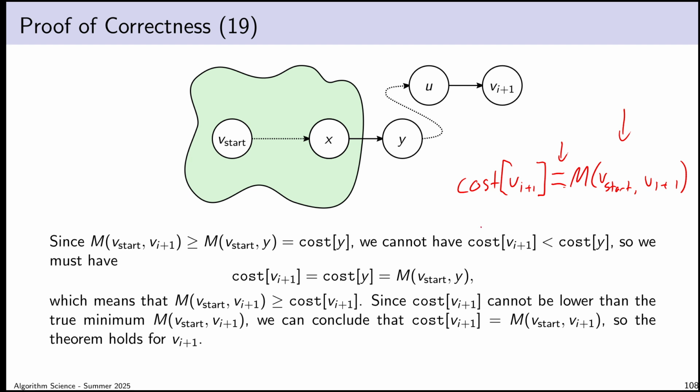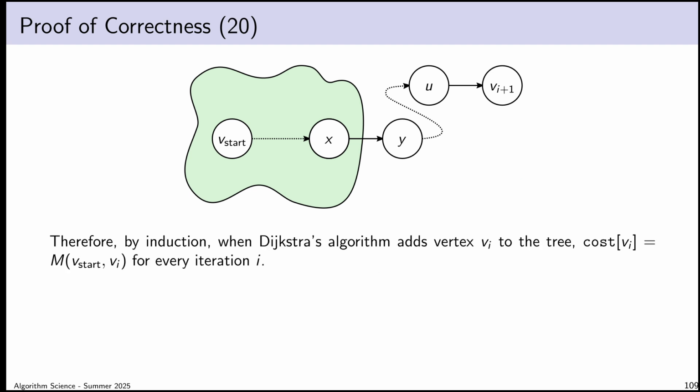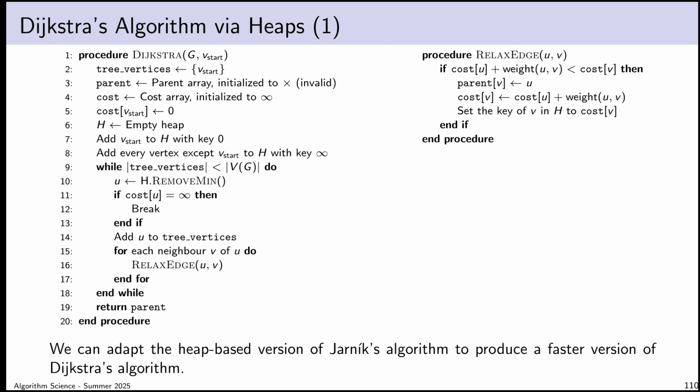Because cost of VI plus 1 cannot be smaller than the true minimum, we can conclude that the two things are equal. And that was the theorem, that at each step, the vertex that I bring in, the value in the cost array is equal to the true minimum cost, and so we're done with case 2. Okay, that was a lot of stuff. And therefore, by induction, when Dijkstra's algorithm adds each vertex VI to the tree, the cost of VI is equal to the true minimum cost for every iteration I. And that proves that Dijkstra's algorithm does indeed find the minimum cost path tree as long as you have no negative weight edges anywhere in your graph.